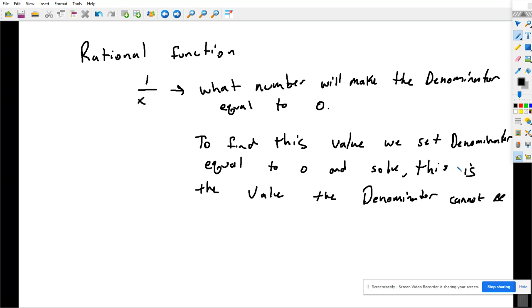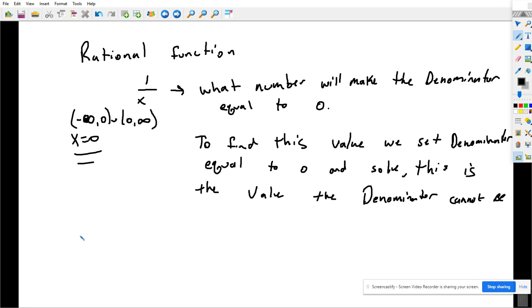Okay, so this one, very simple. You just set x equal to 0. Well, I'm telling you x cannot equal 0 because if I plug it in here, and if you plug it in the calculator, it's going to tell you error. So the domain for this would be negative infinity to 0. That's a really bad infinity. Okay, and then it starts back up at 0 and goes to positive infinity.